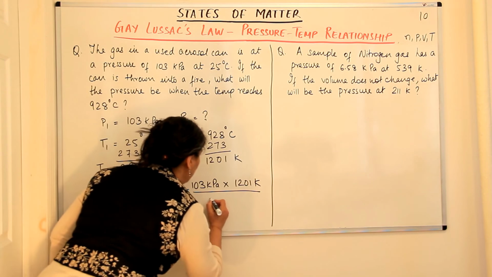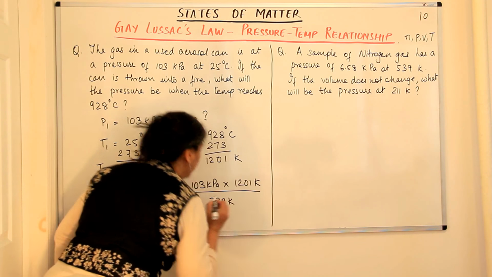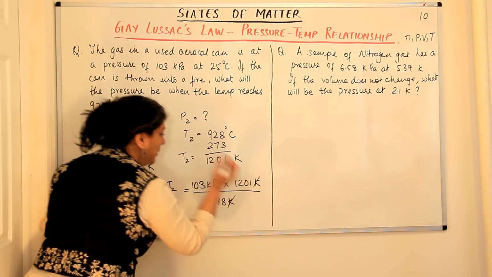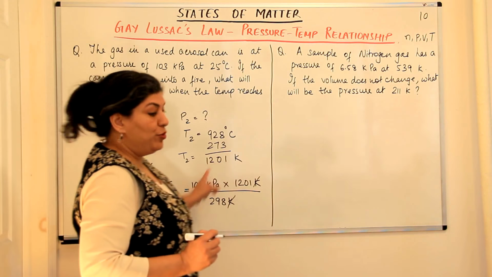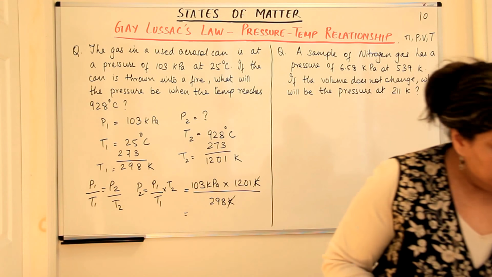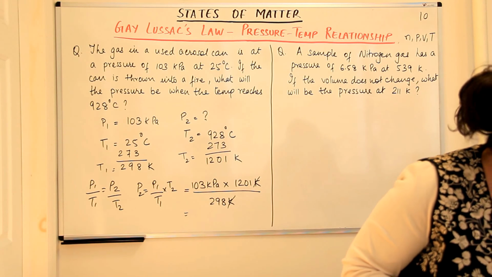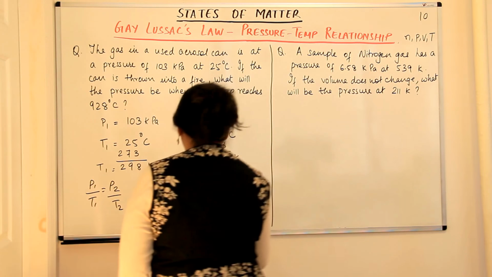T1 is 298 Kelvin, right? The Kelvin and the Kelvin will get cancelled. You should get your answer in kilopascals. So when you plug these values in the calculator, the value that you get is 415 kilopascals.